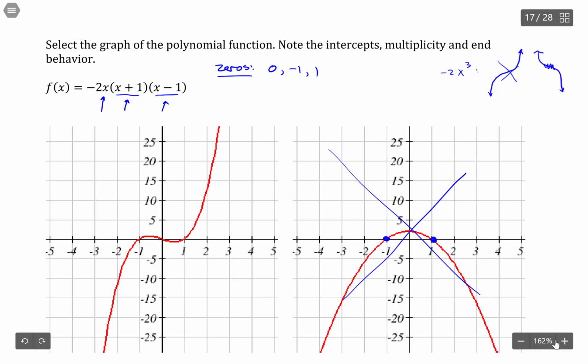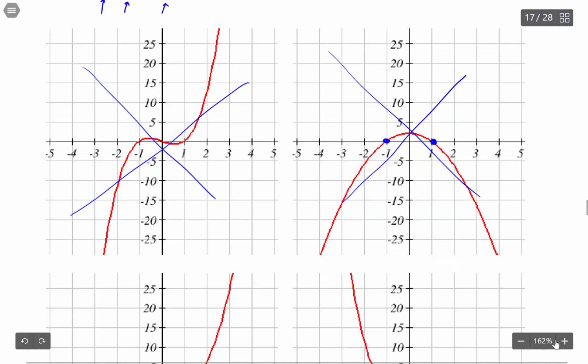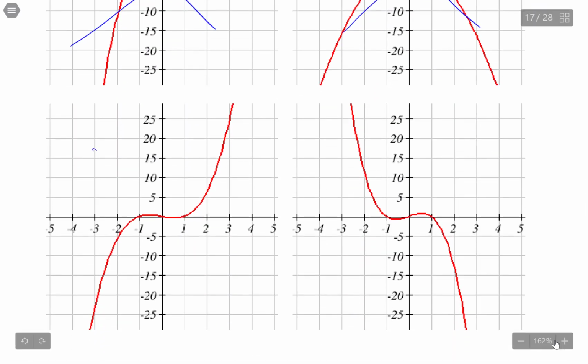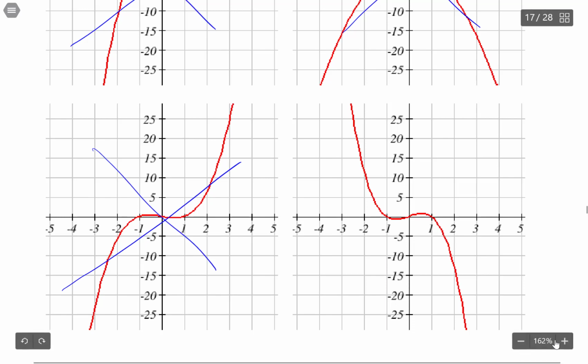It doesn't really tell us what's happening locally around the origin, but it does tell us, as we go to infinity, that we should be positive on the left-hand side of the graph, negative on the right-hand side. So the end behavior doesn't match up with this first graph, so we can eliminate that possibility. And it doesn't match up with the third one either, so we can eliminate that possibility. But this graph here, this third one, is perfect.